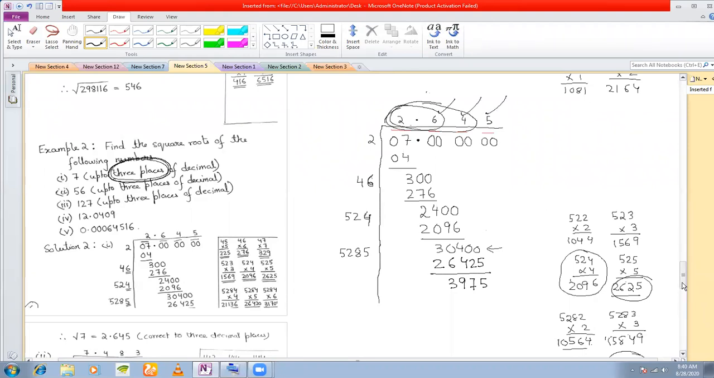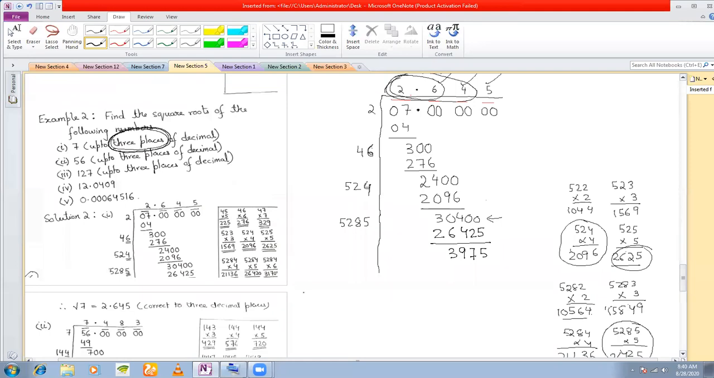Okay, so therefore, what is the square root of 7 up to 3 places of decimal? It is 2.645, up to 3 places of decimal. Okay, so we stop here for today.